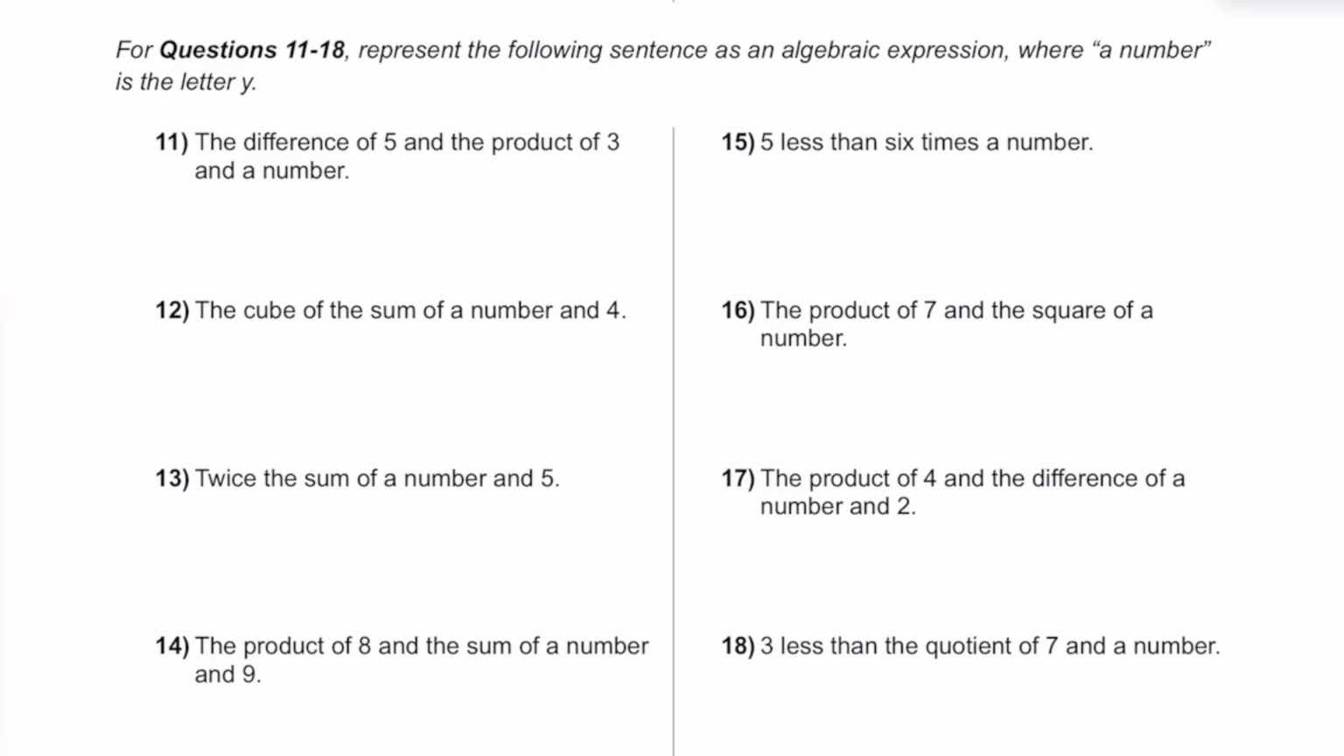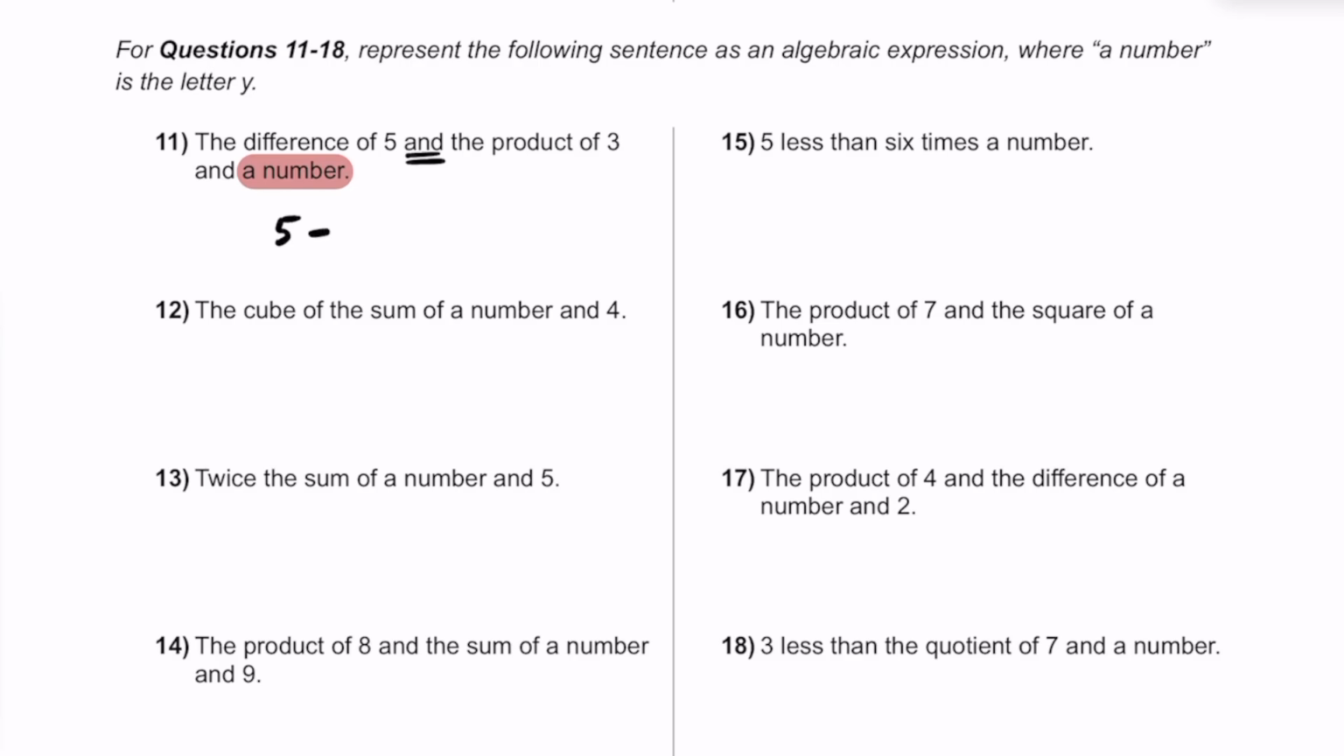So number 11, we have the difference of 5 and the product of 3 and a number. Let's identify a couple of quick things. We have a number right over here, and then we have the difference of what? We have the difference of 5 and the product of 3 and a number. So we see the word and, and we're finding the difference of 5 and what? So it's going to be 5 minus, just because difference means subtraction.